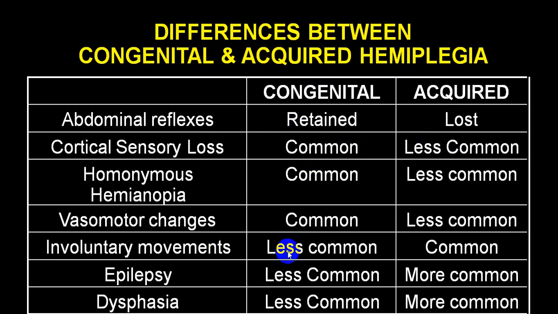Involuntary movement is less common in congenital, while in acquired you can come across basal ganglia damage. Epilepsy will be more common with the acquired group. Dysphagia will also be more common with the acquired group. This is a little difference between congenital and acquired hemiplegias.